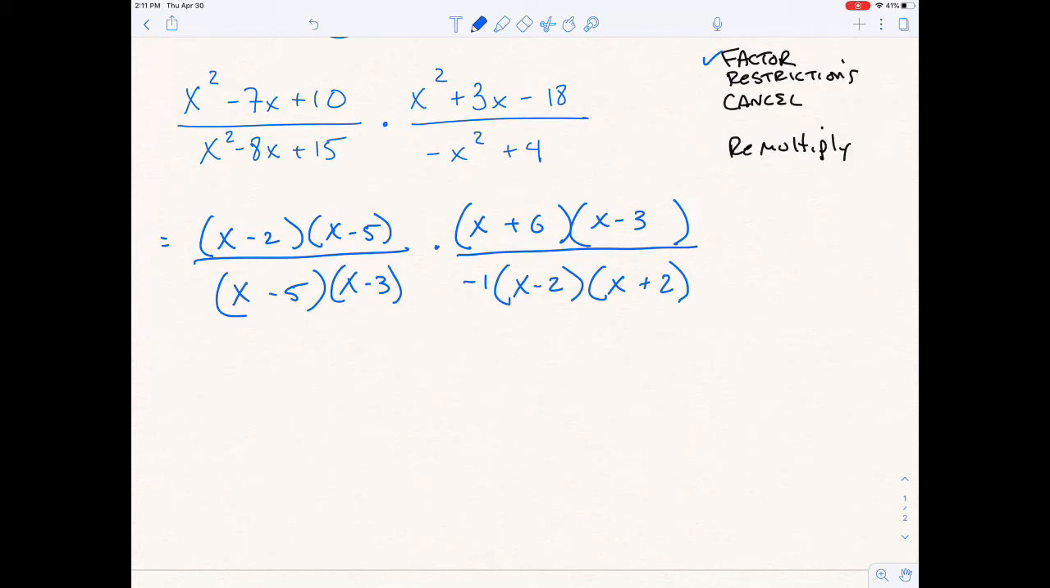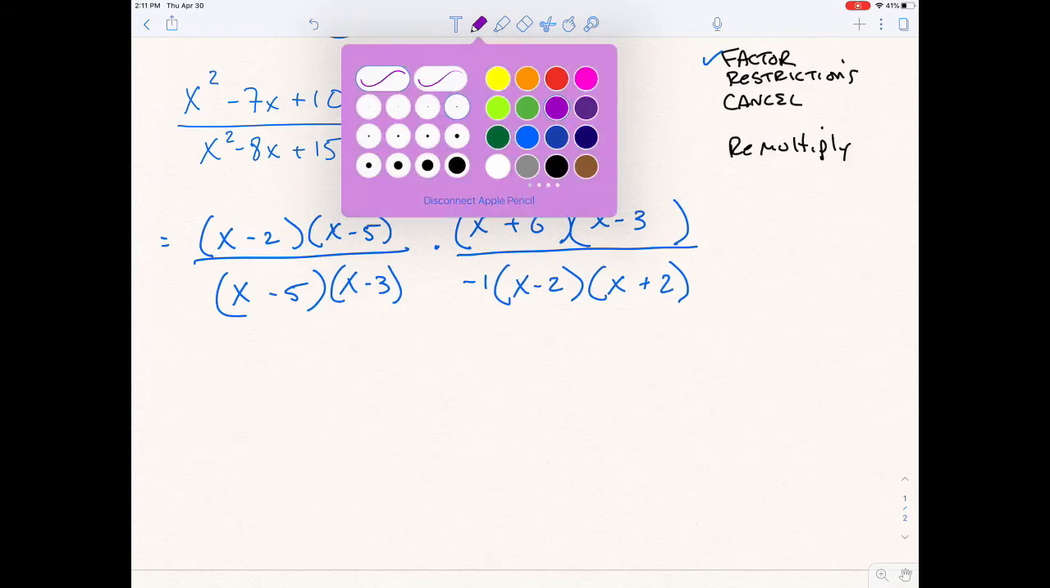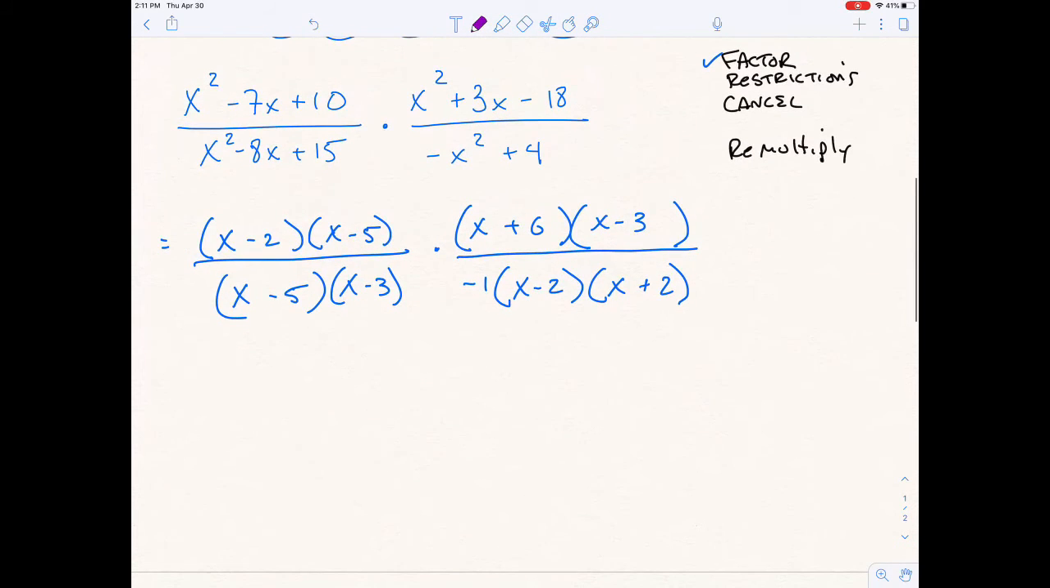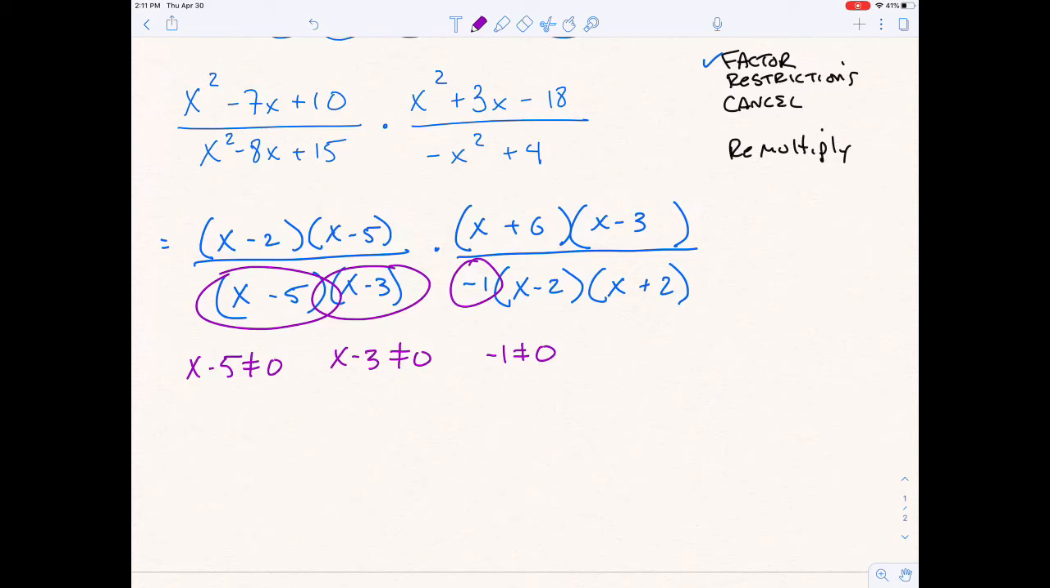So factoring is all done. We're going to look for restrictions. Now we have multiple things here that could be zeros. If this is a 0, or if this is a 0, x minus 5 cannot be 0. X minus 3 cannot be 0. I have this one, -1 cannot be 0. We already know that, so that's kind of neither here nor there. We don't really need that one. We have this next piece, x minus 2 cannot be 0. And we have the last one, x plus 2 cannot be 0.